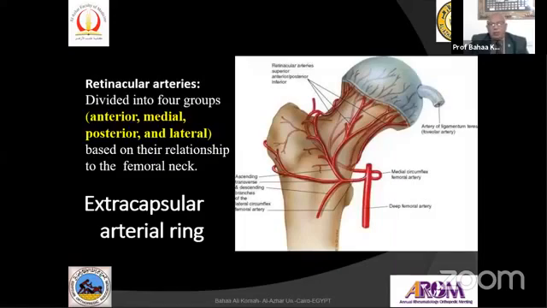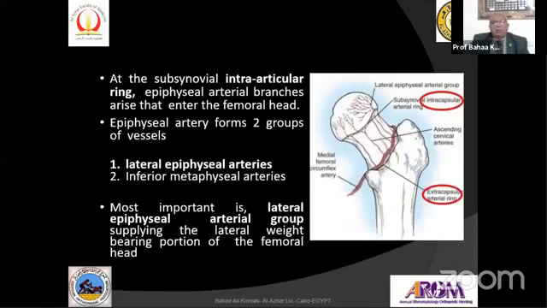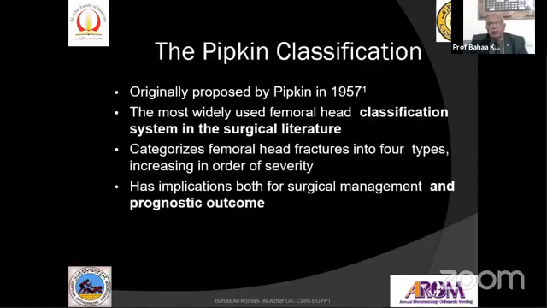This is an extracapsular arterial ring. The subsynovial intra-articular ring, the epiphyseal artery, forms 2 groups of vessels: the lateral epiphyseal artery and the inferior metaphyseal artery. Most important is the lateral epiphyseal artery group, supplying the lateral weight-bearing portion of the femoral head, which is responsible for AVN. The classification of the femoral head fracture was proposed by Pipkin in 1957.